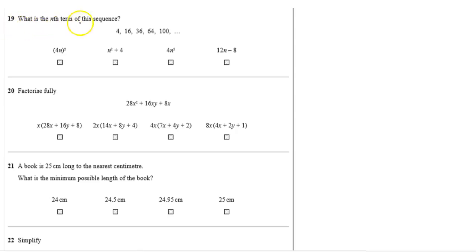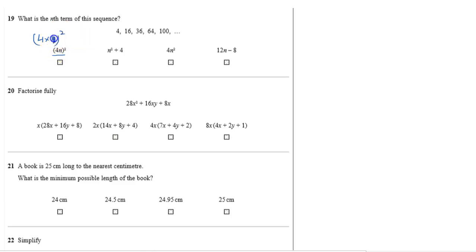Question number 19. What is the nth term of the sequence? There are two methods to solve this kind of question. One is very easy. Let me tell you the first one. This is 4n square. So put n is equal to 4. So 4 multiply 4 is 16. 16 square is 4n square.